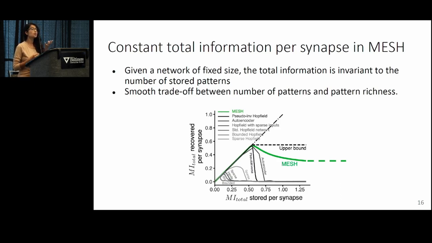It turns out that in most existing memory architectures, when you try to store more information per synapse, the information that you could recover per synapse actually goes down to zero. However, with mesh, you asymptotically approach a constant amount of information per synapse. So given a network of fixed size, the total information in mesh is invariant to the number of stored patterns. And this implies a smooth trade-off between the total number of patterns that you can store in mesh and pattern richness.